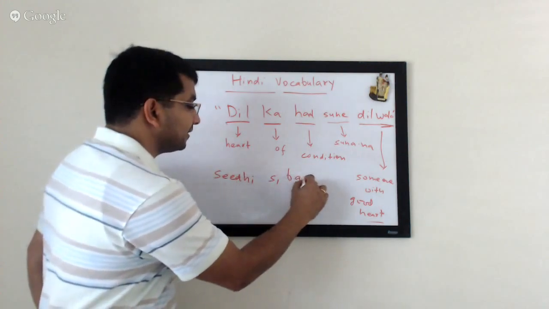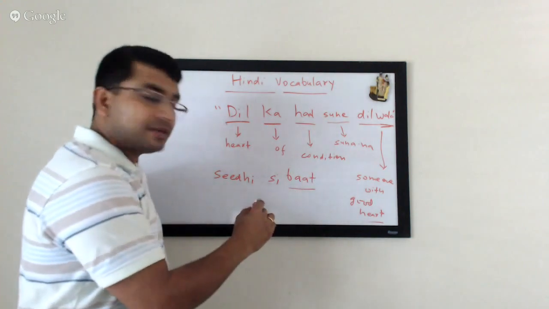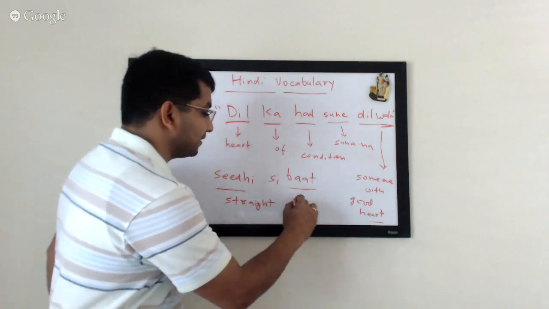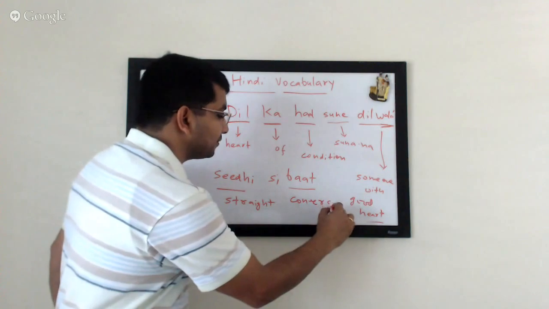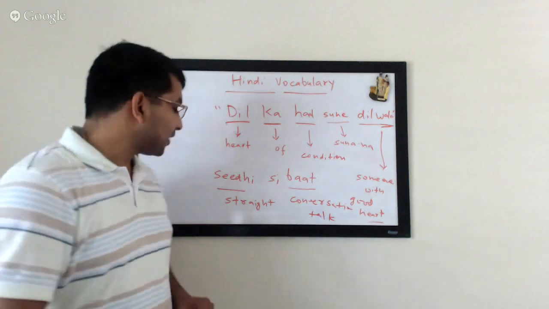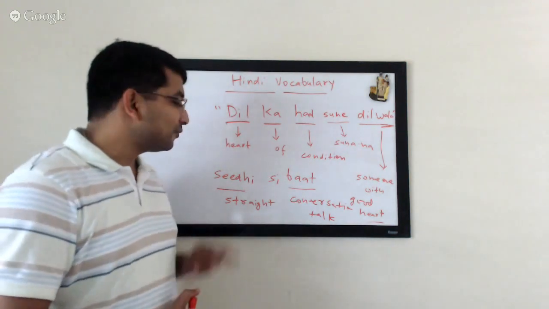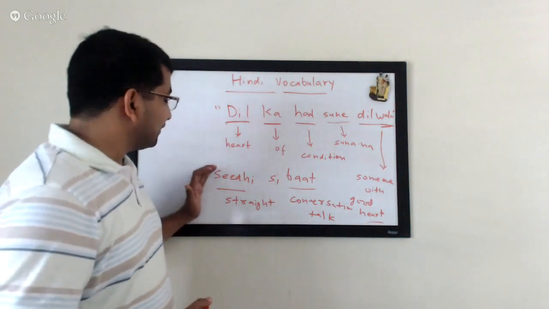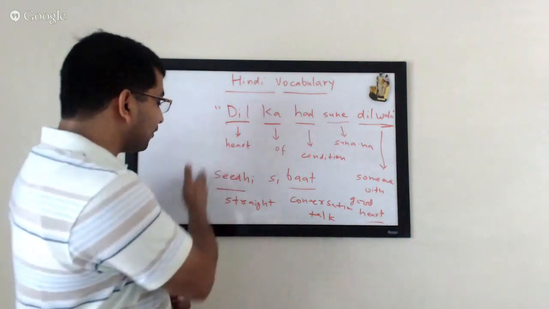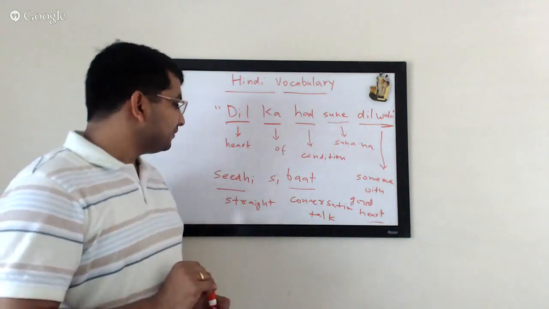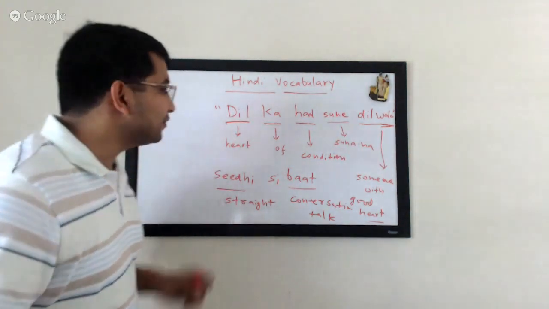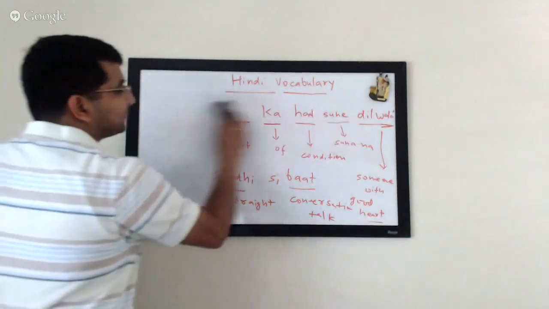Seedhi baat. Baat is nothing but a conversation, and seedhi is straight, so straight talk. There are a lot of talk shows you must have come across, like straight talk or no-nonsense kind of thing. So we'll look at the varieties of conversations like seedhi baat, tedhi baat, right? We'll look at all kinds of conversations also, and that probably will take about an hour to complete everything. So let's get started with our case one, which is wala.